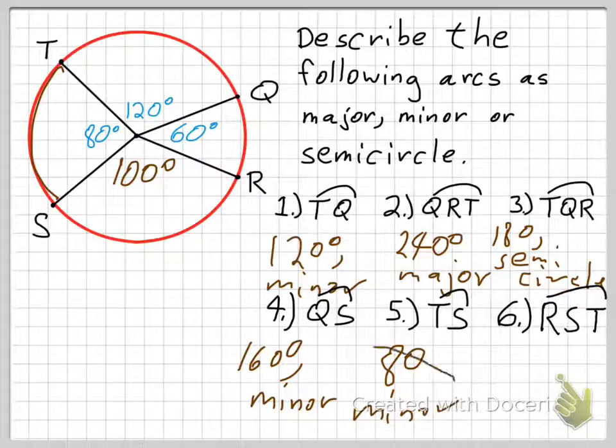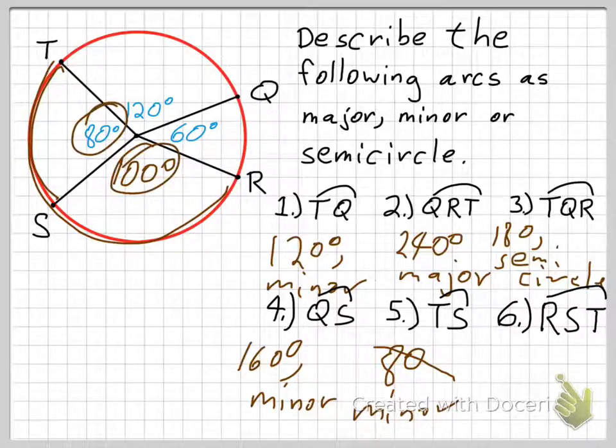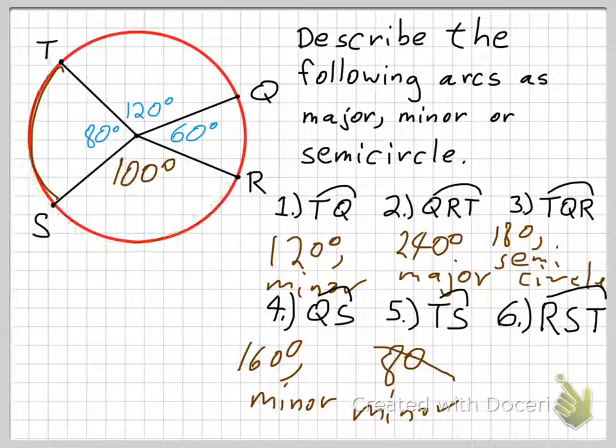And then finally we have RST, and RST is this whole thing right here, and that's 80 plus 100. It's 180 degrees. Again, that is half of a circle, so it should be 180 degrees and a semicircle. Okay?